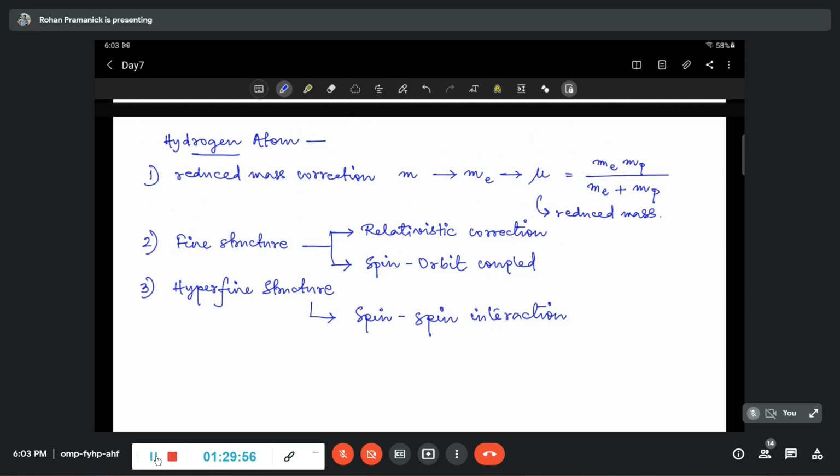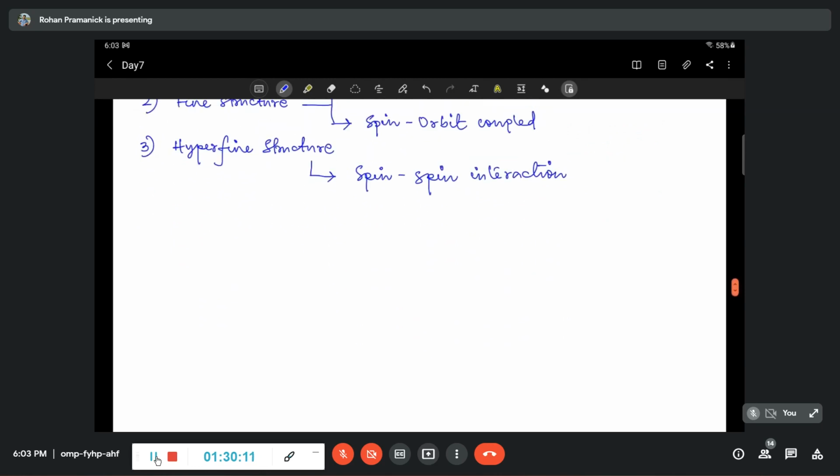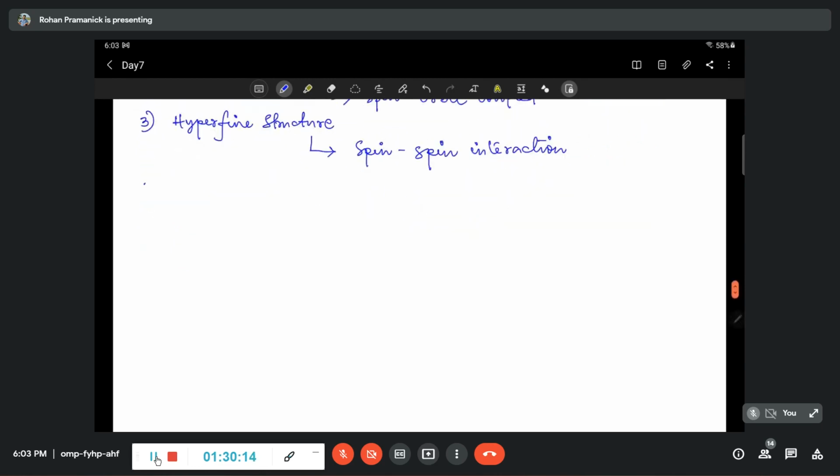And there is an even more subtle contribution coming from the spins of the electron and this proton spin. So they have a spin-spin interaction. And then you have external things. The external thing is, let's say, the Zeeman effect.